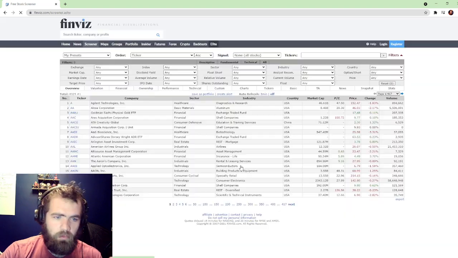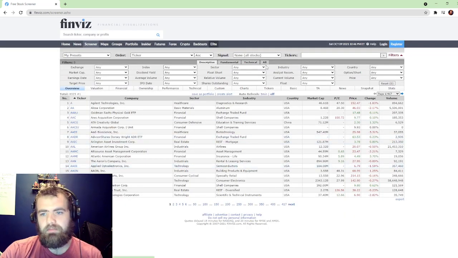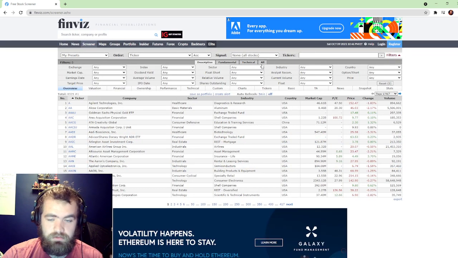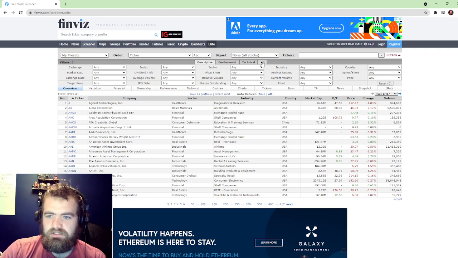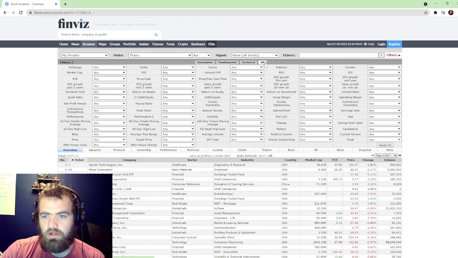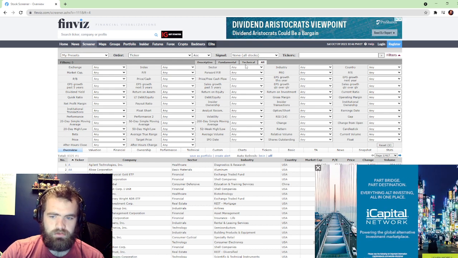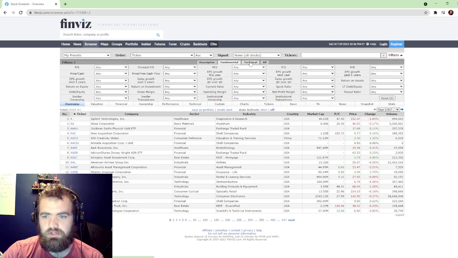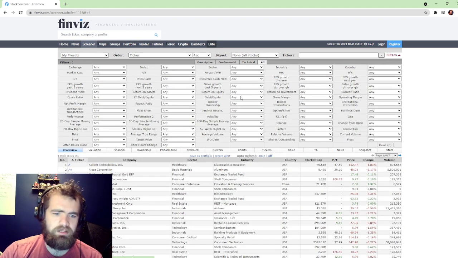Okay, one thing with Finviz is there's going to be ads because it's completely free. It's no cost, which is absolutely fantastic. So what I like to do is click this All tab. It's going to put the descriptive, the fundamental, and technical all in one place, so you don't have to pick and choose all of these. You'll just put them all in one and go from there.